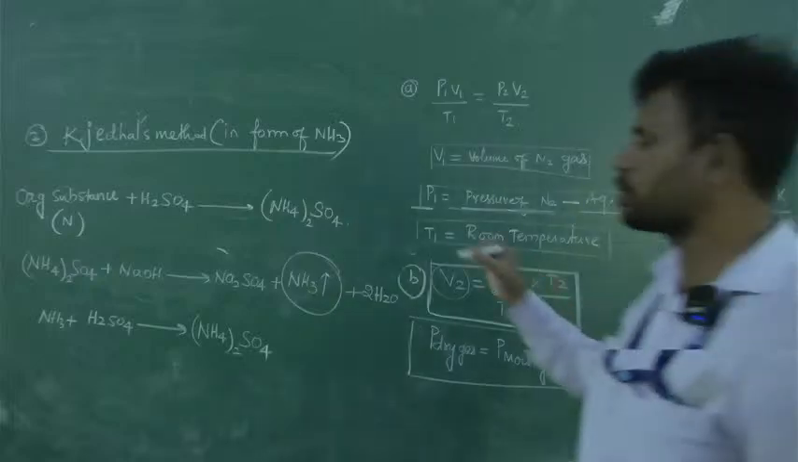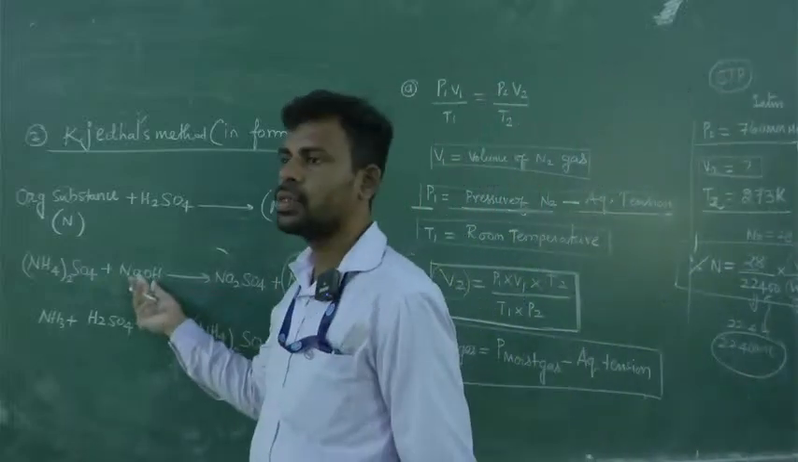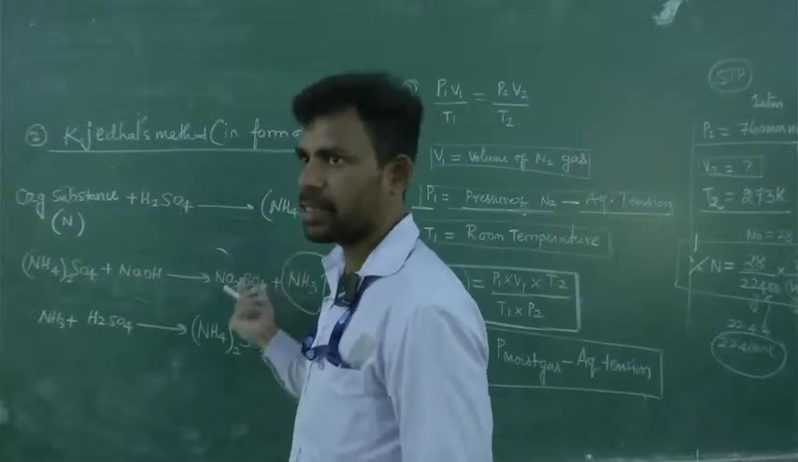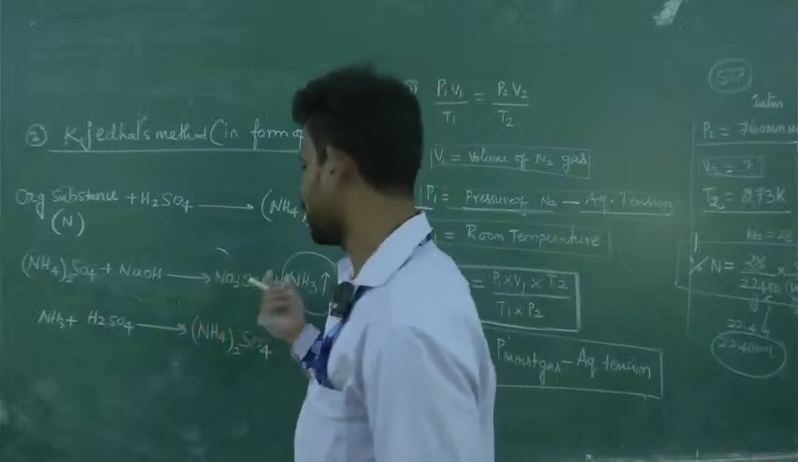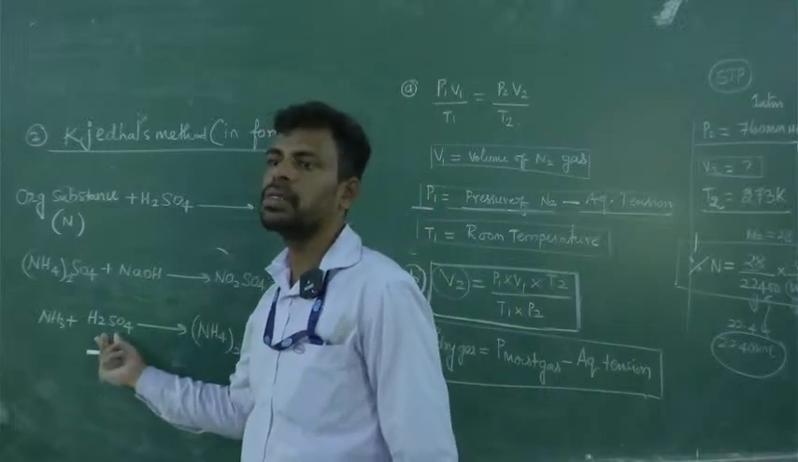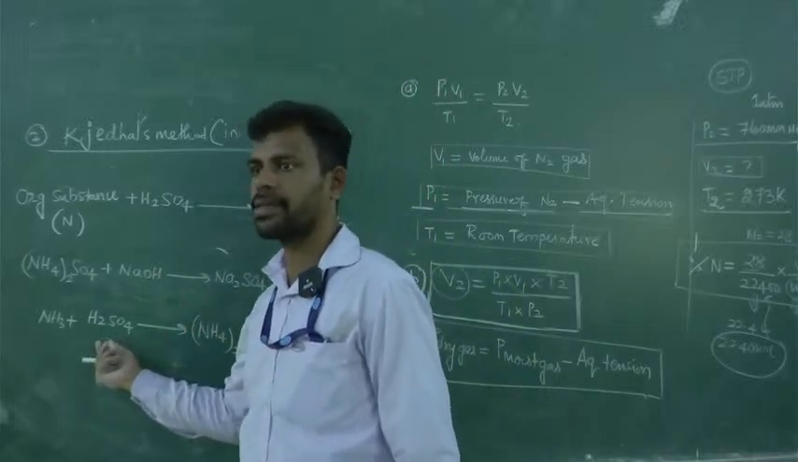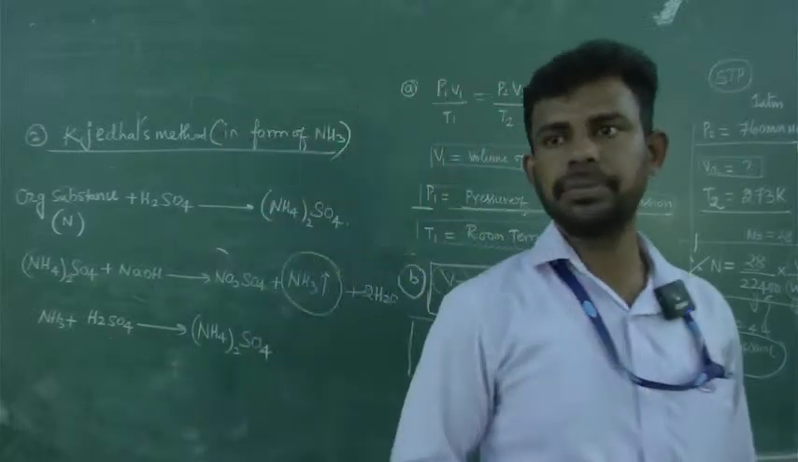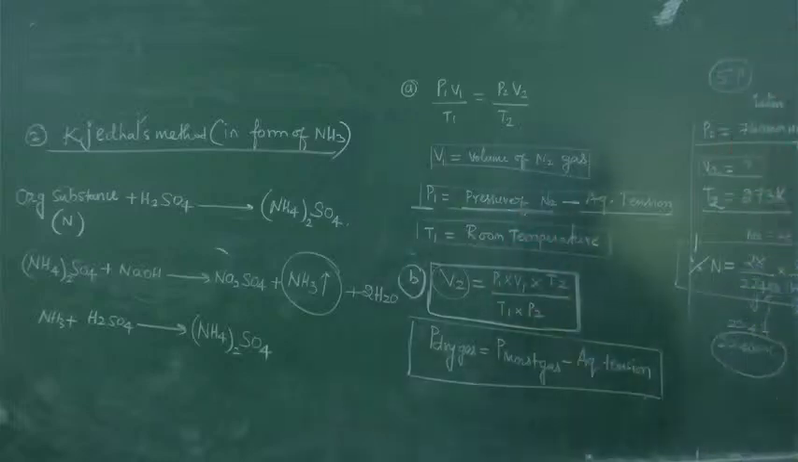Next, what you have to do? You have to treat with sodium hydroxide. What will be liberated? Ammonia gas will be liberated. This ammonia has to be treated with what? Sulfuric acid. Is it clear? What will we get from this sulfuric acid treatment again? We will get ammonium sulfate. Is it clear? These are the processes.